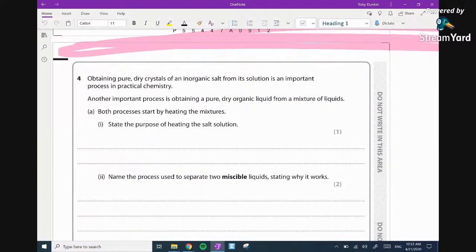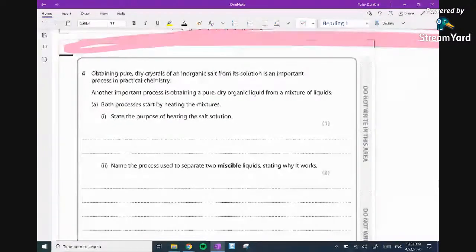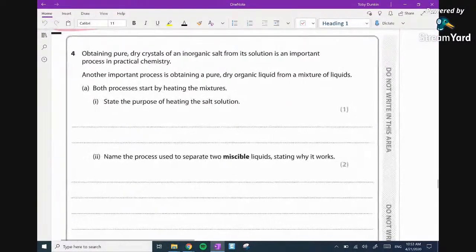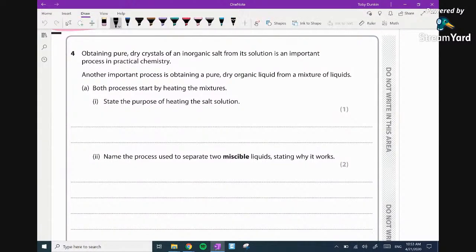Obtaining pure, dry crystals of an inorganic salt from its solution is an important process in practical chemistry. Another important process is obtaining pure, dry, organic liquids from a mixture of liquids. Both processes start by heating the mixtures. State the purpose of heating the salt solution.